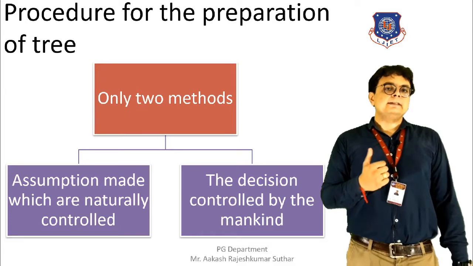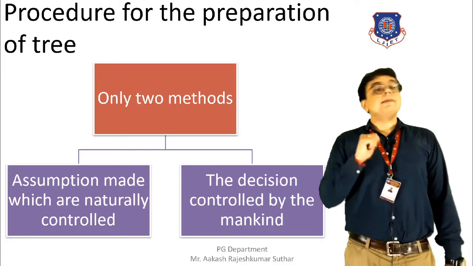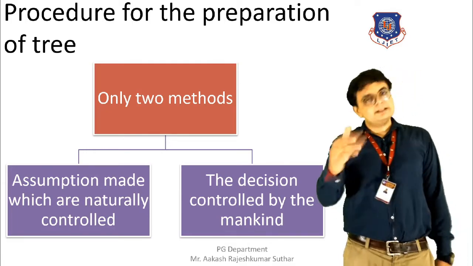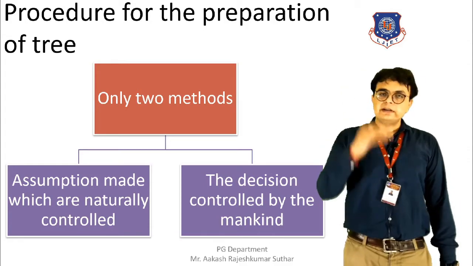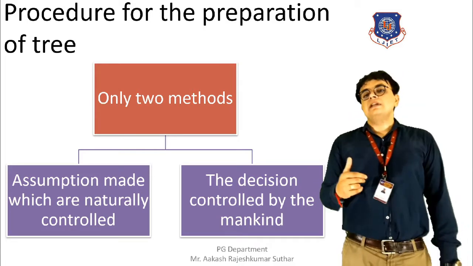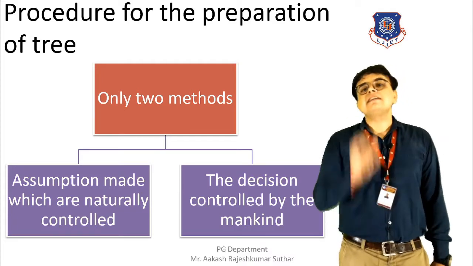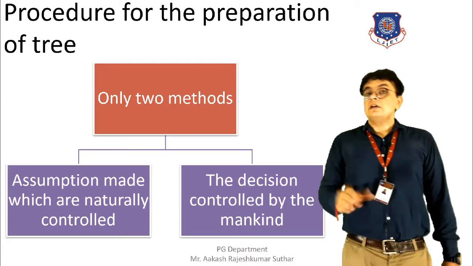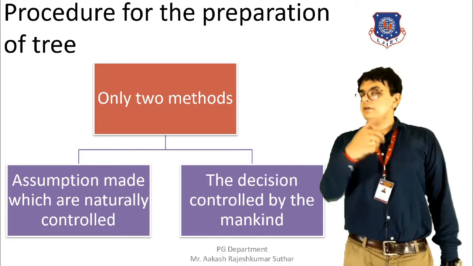The next method is the decision controlled by mankind. Here the assumptions are being made by the personnel working in a factory. All the decisions will be under his control. He will be responsible for the output, and all the workings will be under his control, and the desired output can be found. So these are the two methods by which we can get a decision tree, and accordingly we can find the fault.